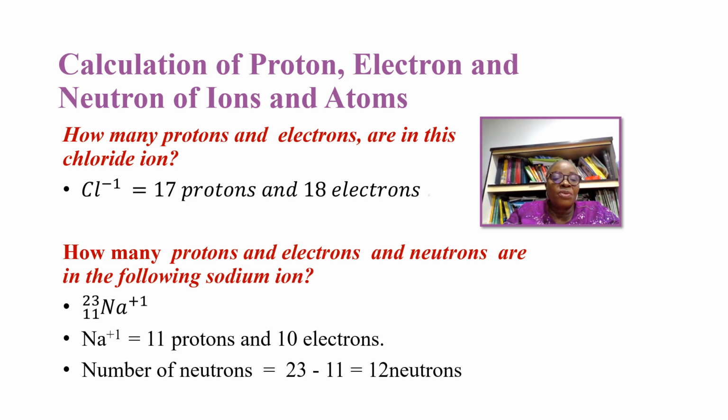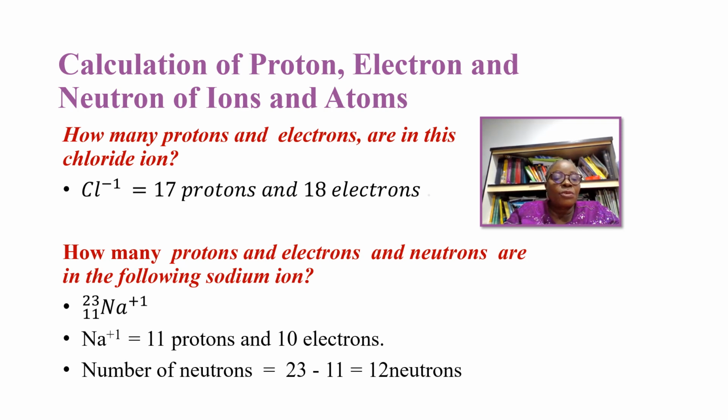How many protons, electrons and neutrons are in the following sodium ion? I told you that when you gain a charge or when you lose a charge, you become an ion. They have used sodium here. This sodium has a +1. Remember, I said a +1 because it has donated one of its electrons to somebody. So it has become +1. It has donated to another ion.